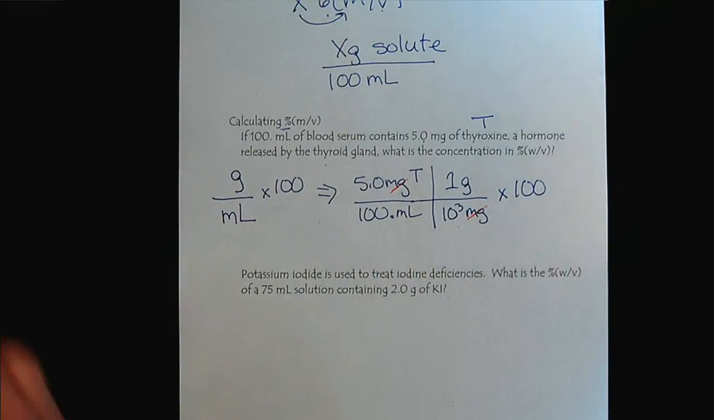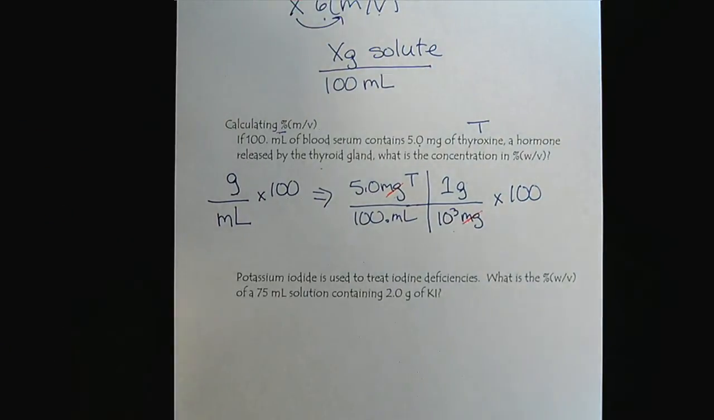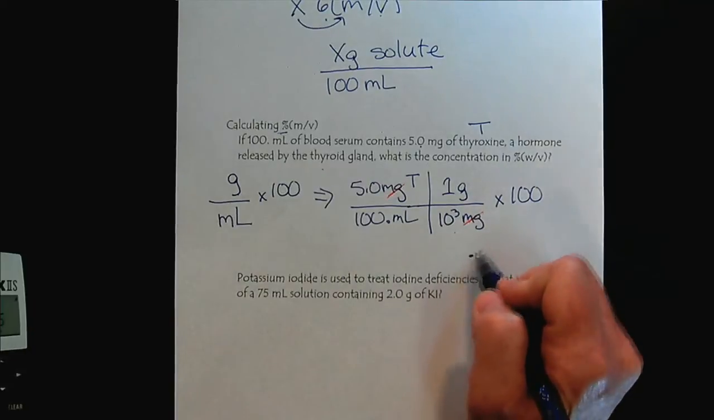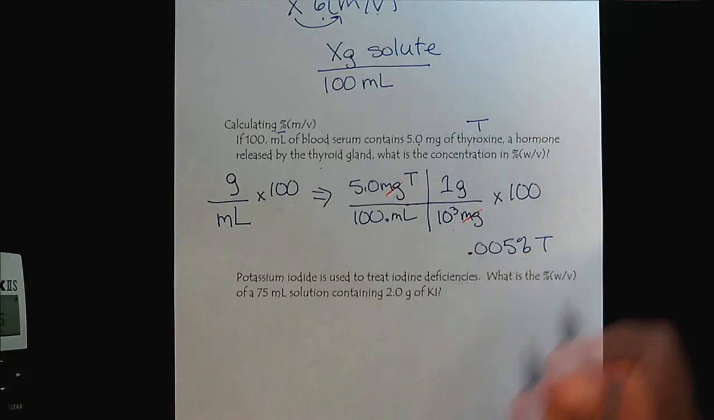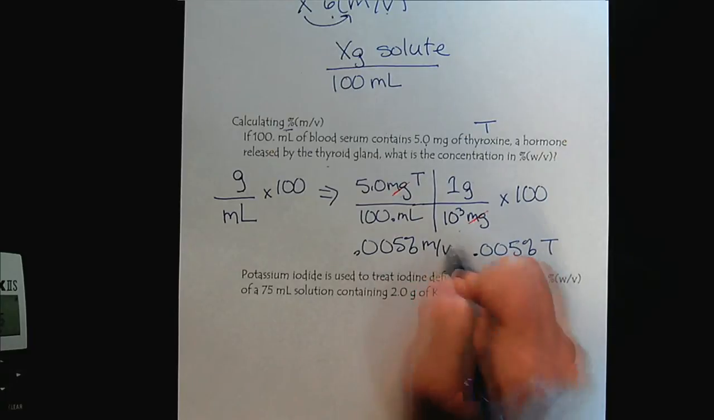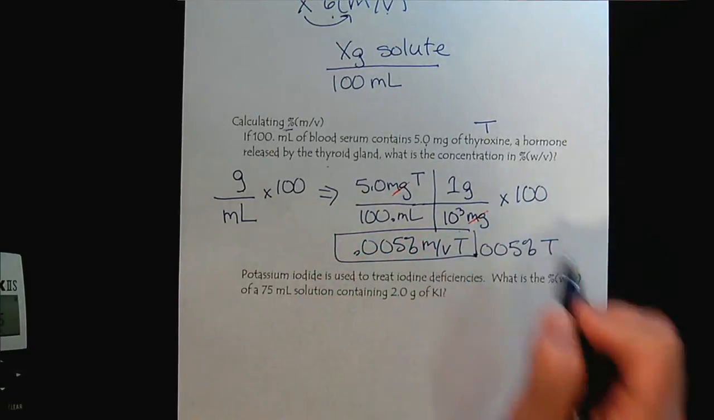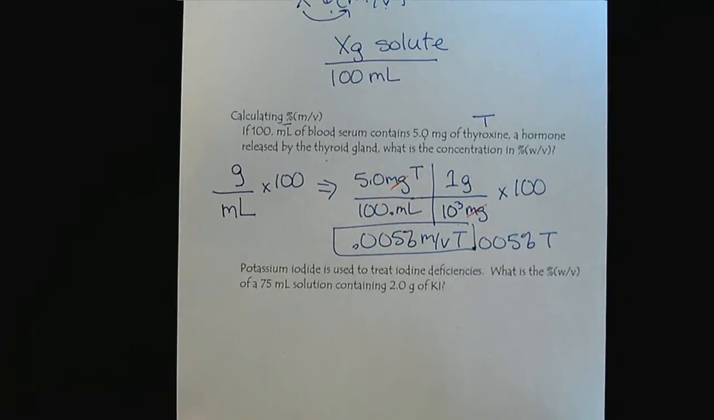So if we punch this through our calculator, we would see that it's 0.005% thyroxine, and that would be mass over volume of thyroxine. So there would be our result. Let's practice that one more time.